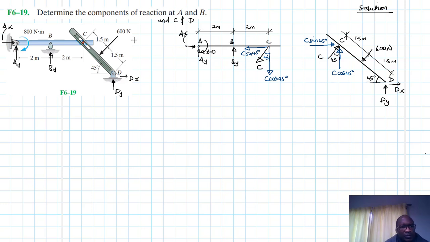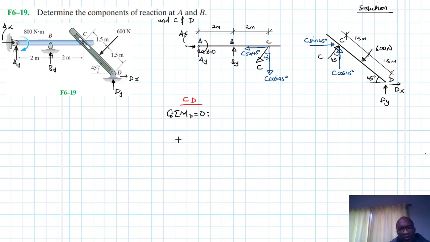We are starting with member CD. So let's take moments about point D. So say summation of moments about point D equal to 0, and clockwise being our reference.